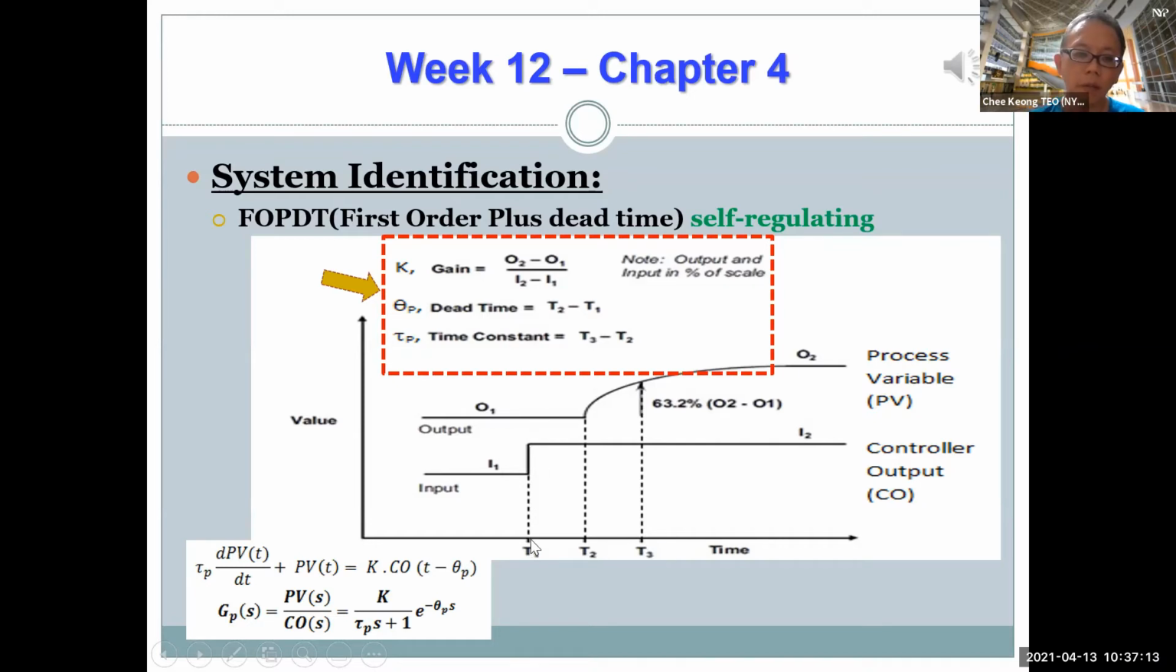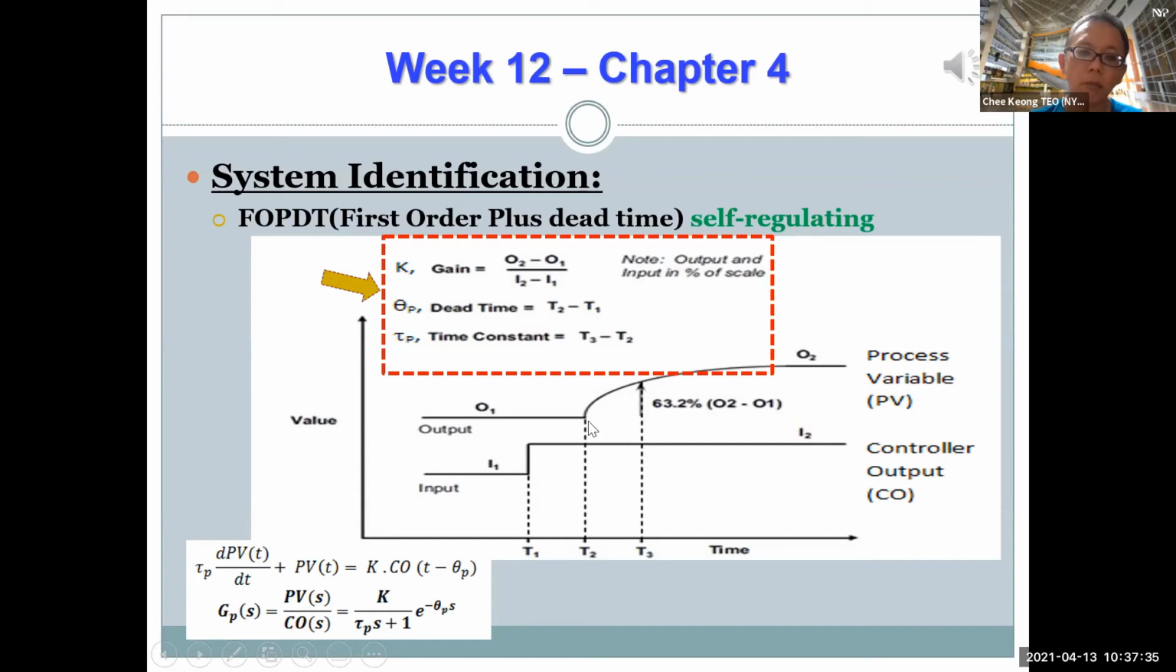Now, dead time is basically a time measure from T1 to T2. That means the delay from T1 to T2. So it's T2 minus T1, right? Dead time. This is a new term, of course. In your first order expression, there's no dead time. But time constant is already available in your first order system, right?